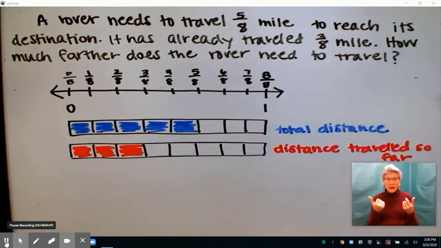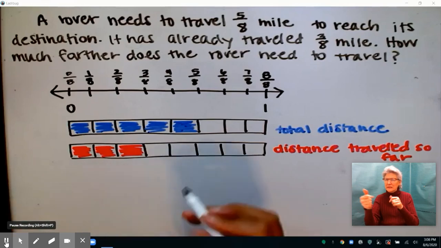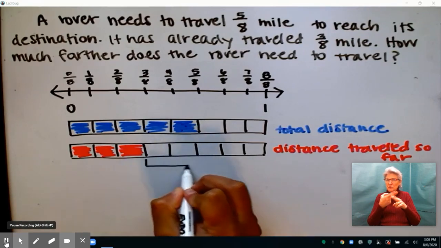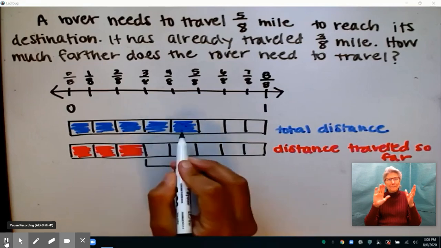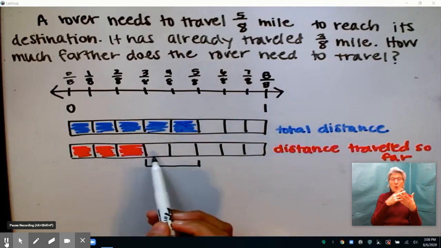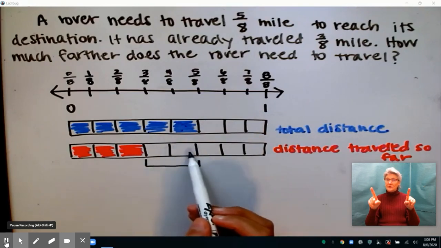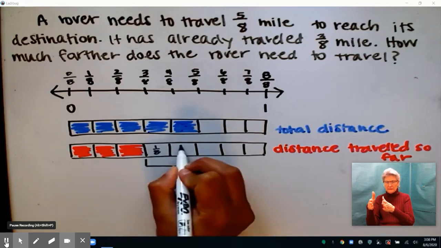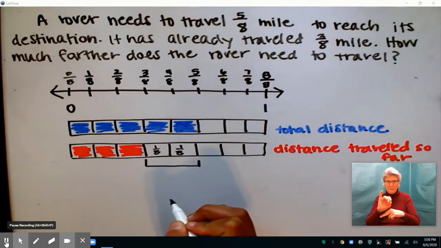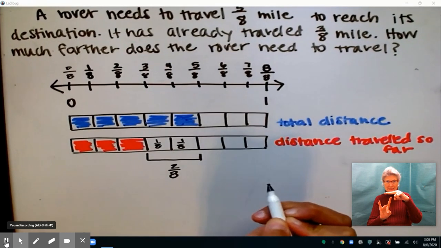Now what I'm going to do is think about the difference between these two distances. And I'm going to use the model to really help me compare. I see here that when I compare how much of my model I shaded in blue for that total distance and how much I shaded in red for that distance traveled so far, there is a difference of 2 sections. And I know that each one of these sections is 1/8. So that tells me that the difference here is 2/8.